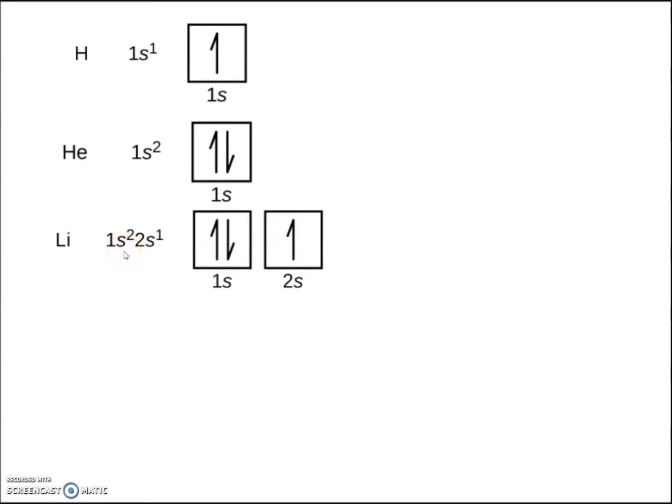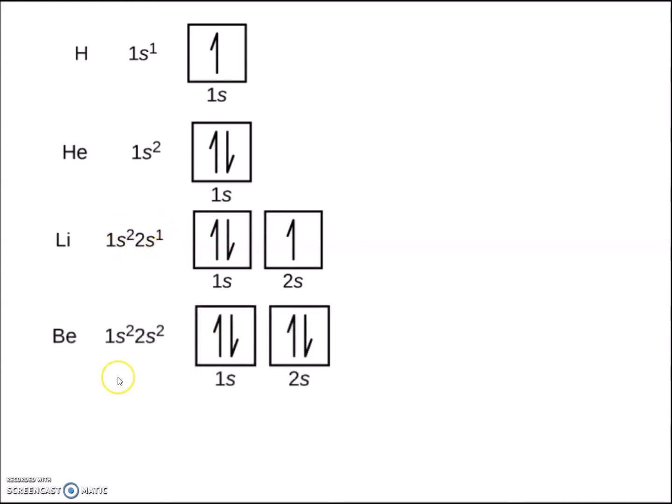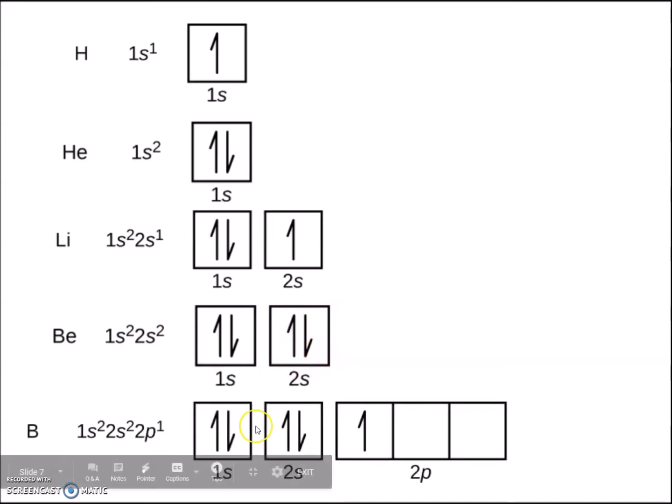Lithium, atomic number 3. Electron configuration is 1s2, 2s1. Notice that the electron configuration exactly mirrors the orbital diagram. There is precisely the same number of arrows in the orbital diagram as is shown in subscripts or superscripts in the electron configuration. Beryllium, 1s2, 2s2. 2 arrows in the 1s box, 2 arrows in the 2s box. Boron, 1s2, 2s2, 2p1. Just add 1 arrow in the next higher sublevel, the 2p sublevel.